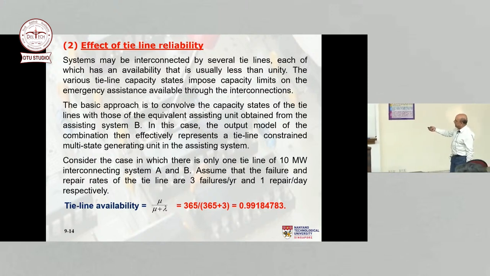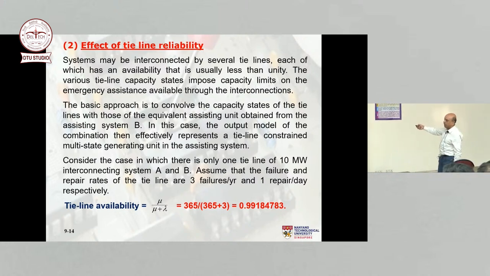So the tie line availability now, we consider the case in which there is only one tie line of 10 megawatt as before, connecting systems A and B. Assume that the failure and repair rate of the tie line are 3 failures per year and 1 repair per day. Yeah. So what is the availability? Mu over lambda plus mu. Mu is 1, lambda is 3. So you can calculate using this. Lambda is given here, 1 repair per day. So it is 365 repairs per year. So you have to use that number and you will get the availability.